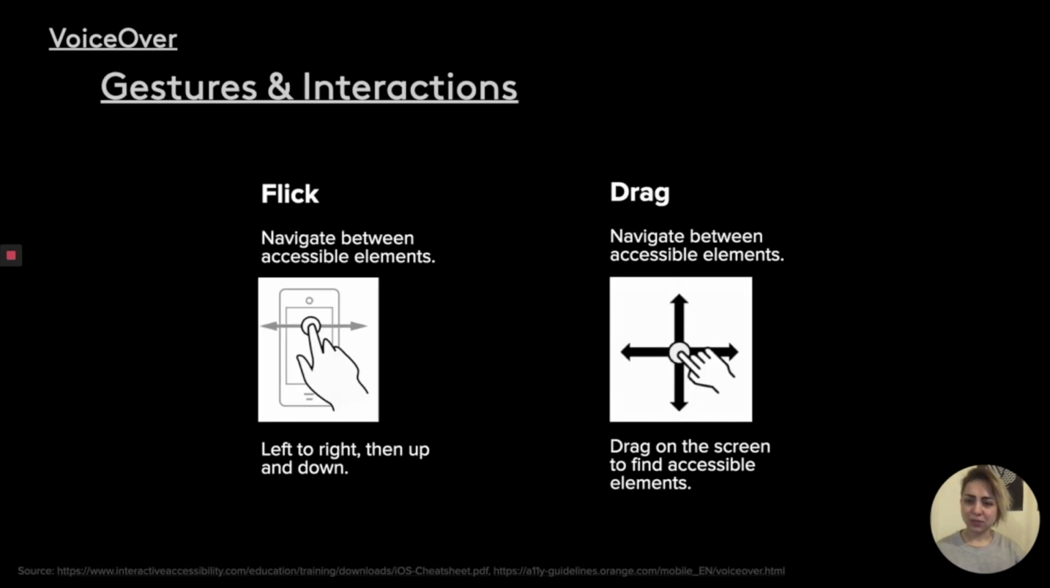Now that we're in VoiceOver, we interact with the screen differently. Your main gestures for interactions are flicks, drags, and double taps. A flick and a drag let you navigate the screen and put different accessibility items in focus. A flick is kind of similar to a swipe, except that it's faster and requires you to lift your finger off the screen at the end.